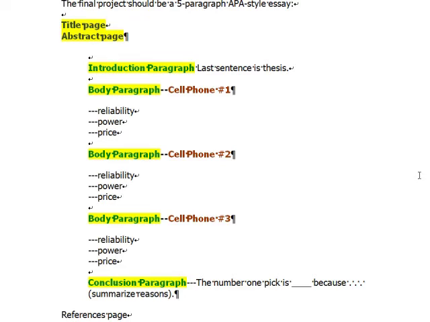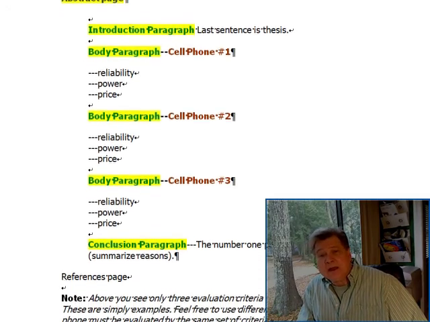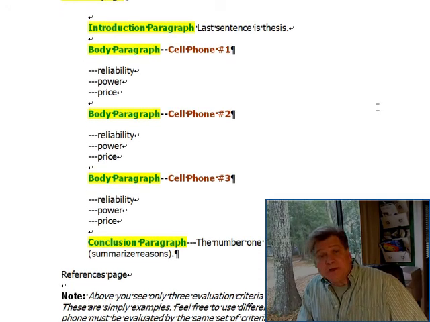Now, as you see here, I have the criteria of reliability, power, price. And you see that in the next paragraph, cell phone number 2, I use those same 3 criteria. And then in the third body paragraph for cell phone number 3, when it is reviewed, it uses the same 3 criteria. So it's very, very important in a product review, and I'm sure you've read them, that each model is reviewed by the same criteria.